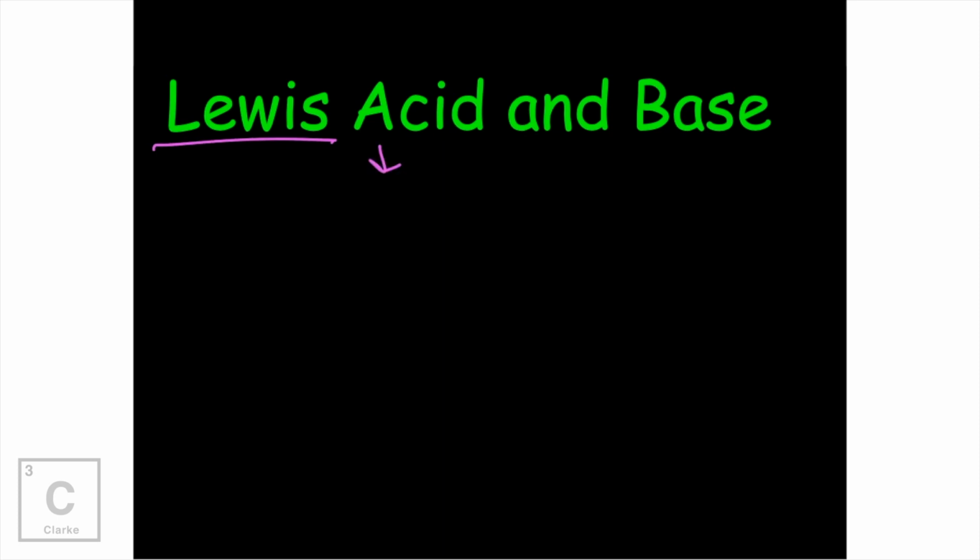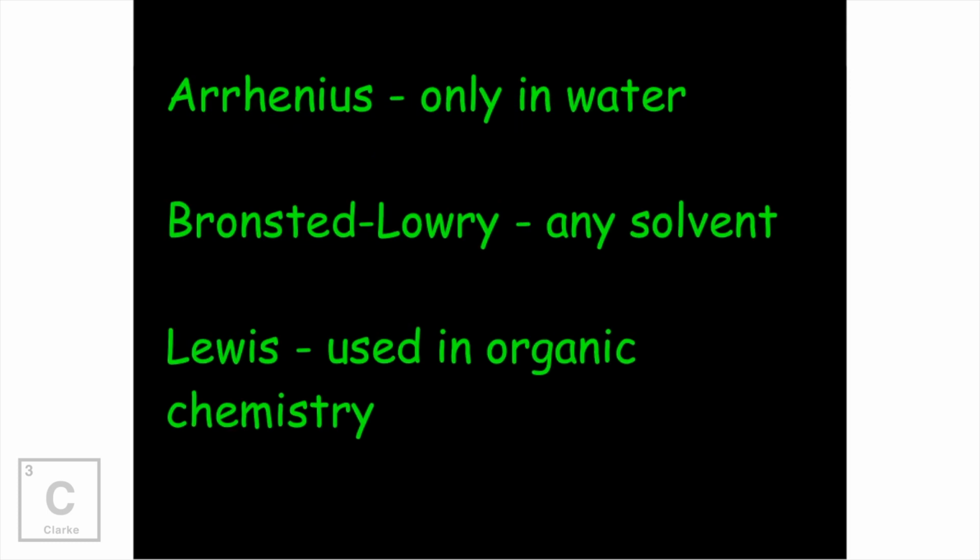So the Lewis acid and base definition is going to talk about electrons, and a Lewis acid would be an electron acceptor, and a base would be an electron donor. Like I said, that's really all I'm going to say about Lewis acids. The Arrhenius definition is much more specific because this is only when they're dissolved in water. The Bronsted-Lowry definition is much more broad because we could dissolve these substances into any solvent, and this definition still rings true. The reason why I don't go into much detail about Lewis acids and bases is because they're really used in organic chemistry, and that's just not where we are yet.